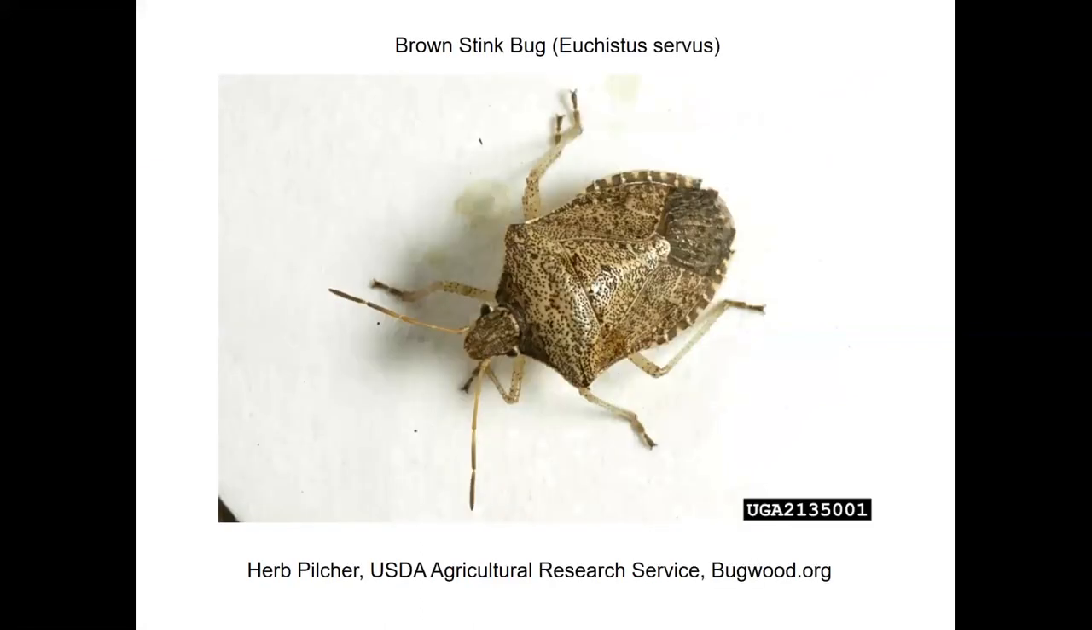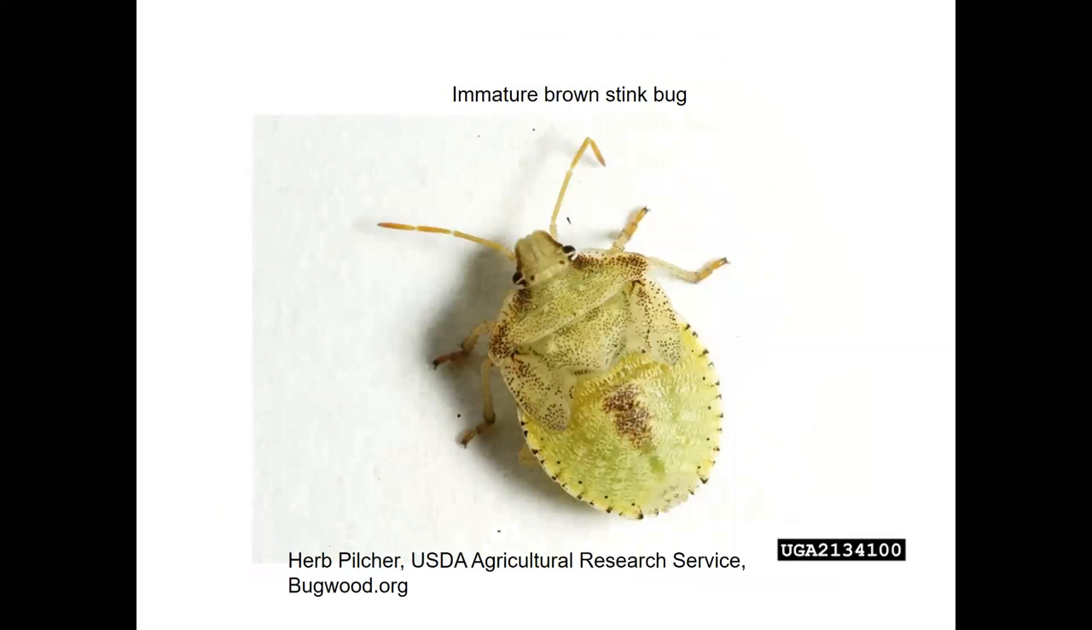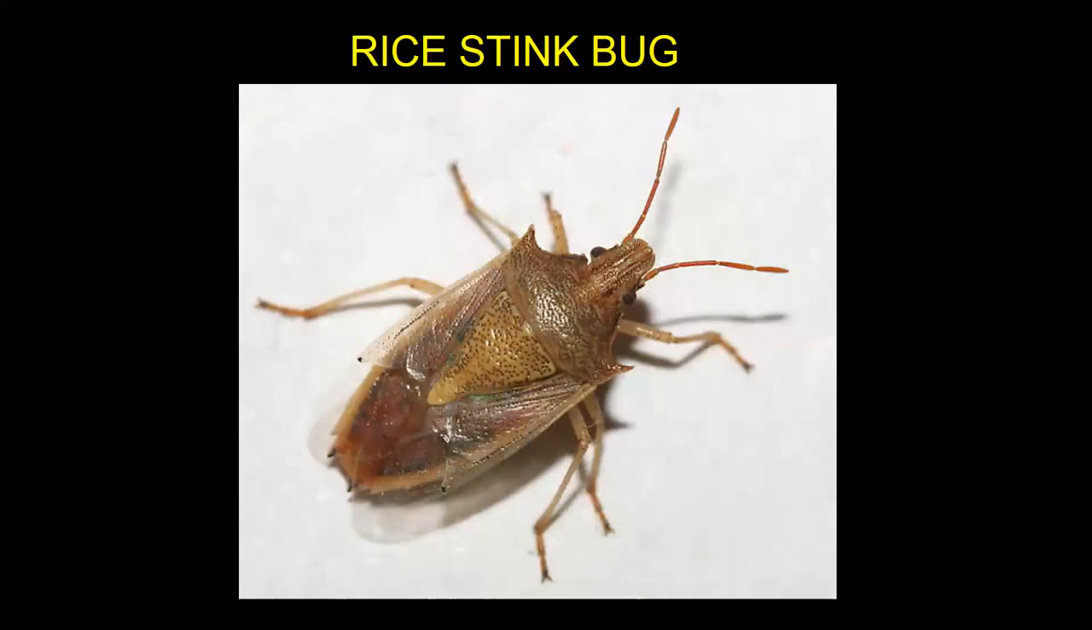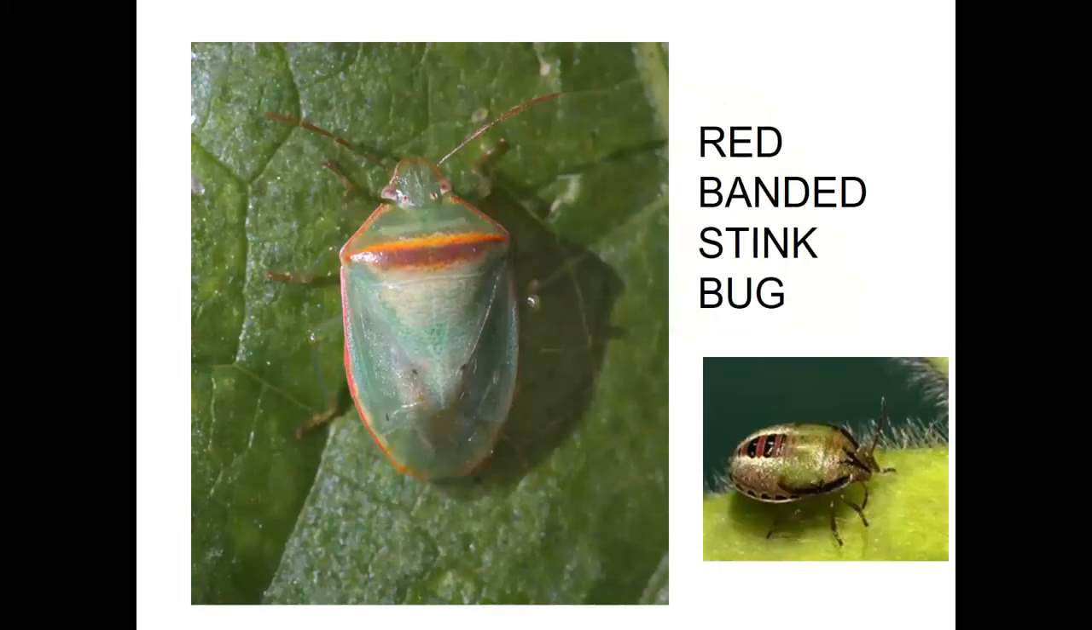Brown stink bug is a common pest of soybeans and other row crops. This is the way it looks. This is an immature brown stink bug. They're more difficult to kill than the green stink bugs. Rice stink bug. Red banded stink bug is becoming a more serious pest in Alabama. It's harder to kill than other stink bugs.